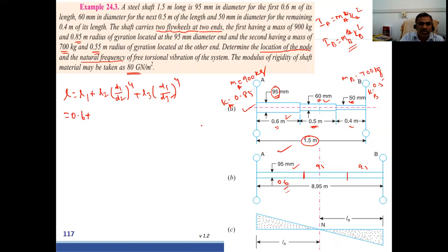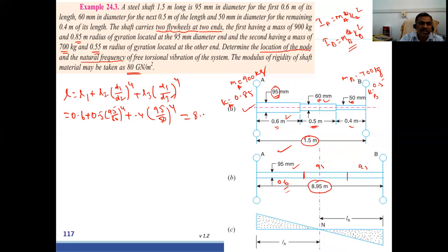0.6 meters. What is L2? L2 is 0.5 and D1 is equal to 95. 95 divided by 60, the whole power 4, plus L3 is 0.4, 0.4 into 95 divided by 50, whole power 4. So this will give the total length 8.95 meters.